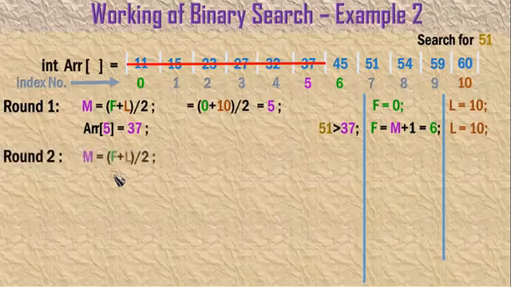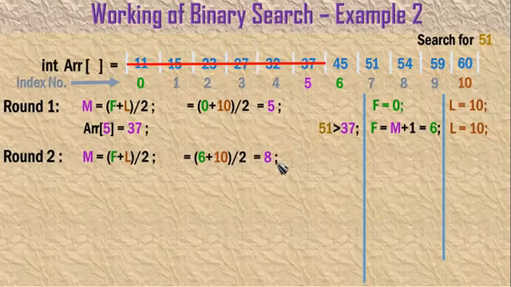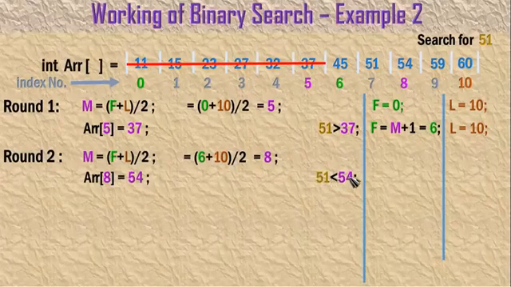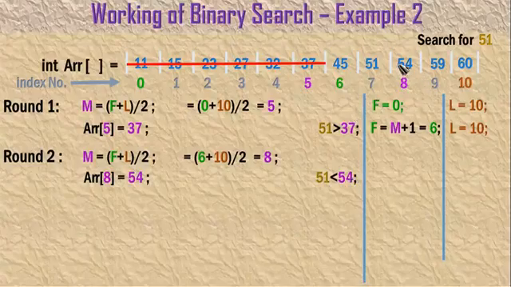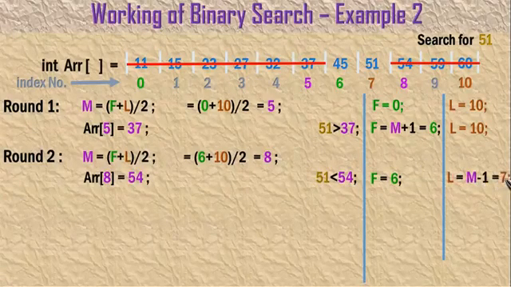So now we get 6 plus 10 divided by 2, that is 16 divided by 2, we get 8 as the middle element of this segment. At index 8, 54 is available. 51 is lesser than 54. So it is not necessary to search the second half again. Now the first index remains the same. The last index will be the middle index minus 1, that is 8 minus 1.